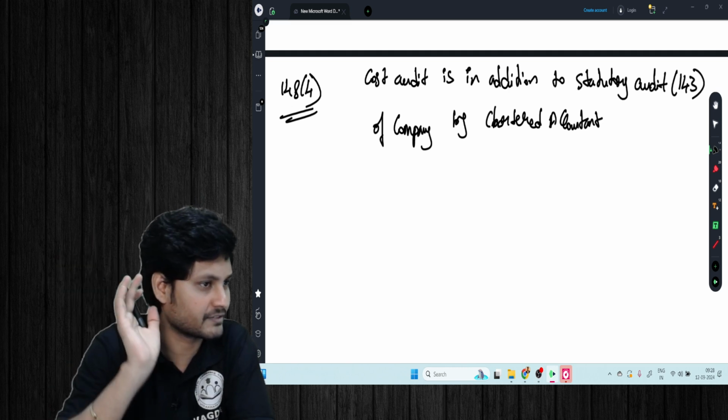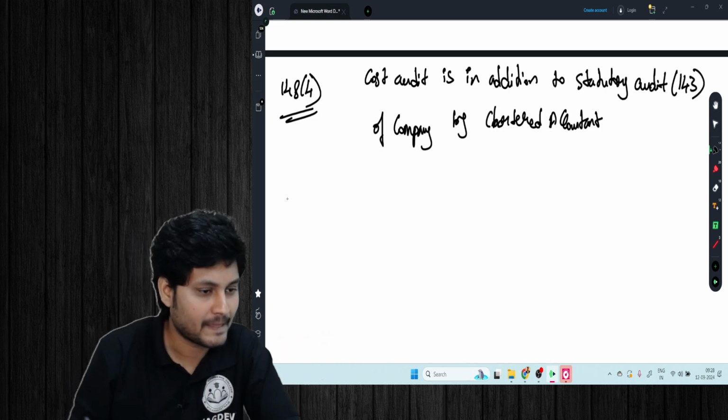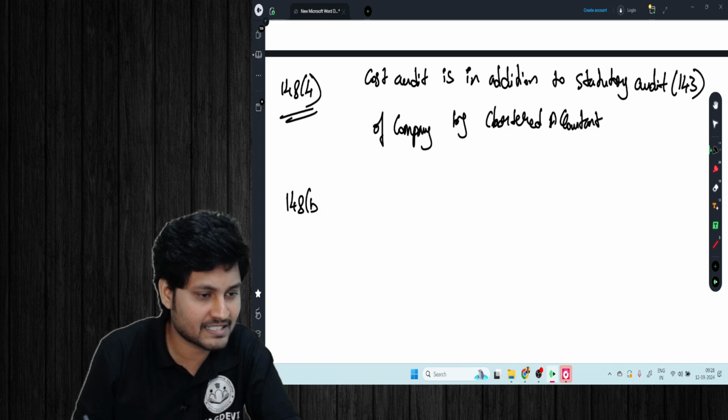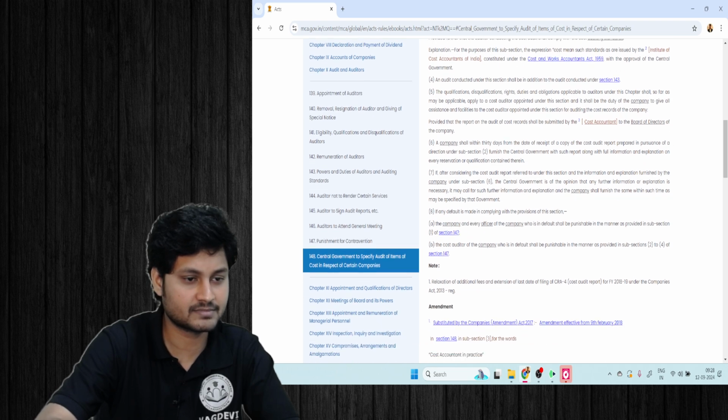That is different. This is different. For the same company, both audits may be there. And hence come to section number 148 subsection number 5. I am reading subsection number 5.